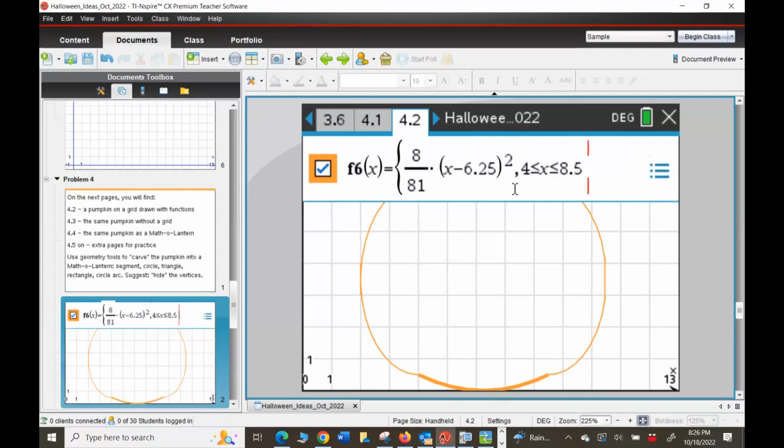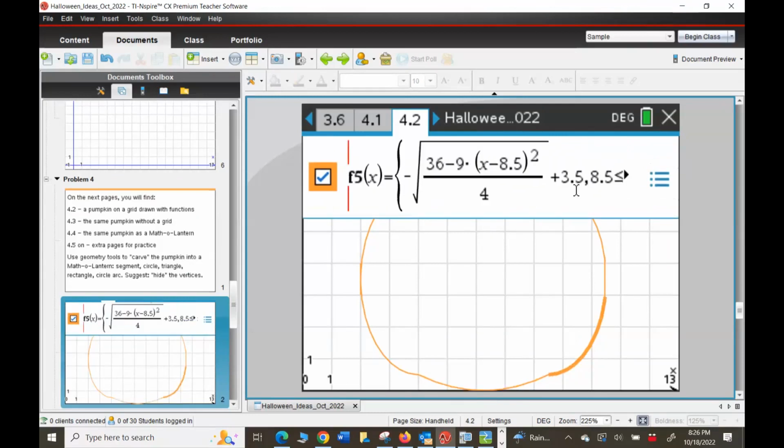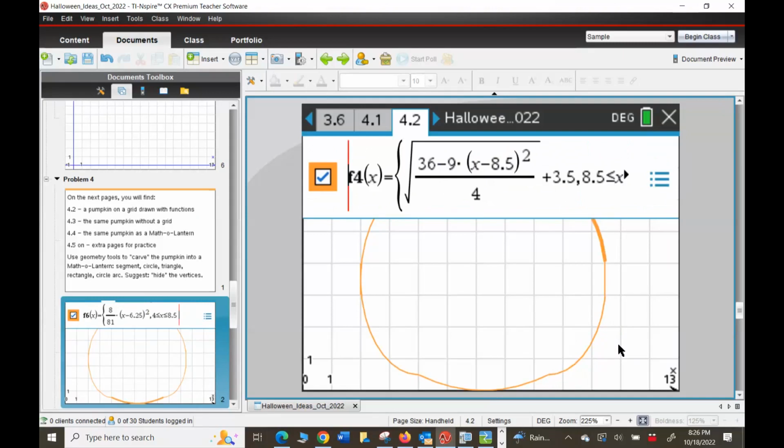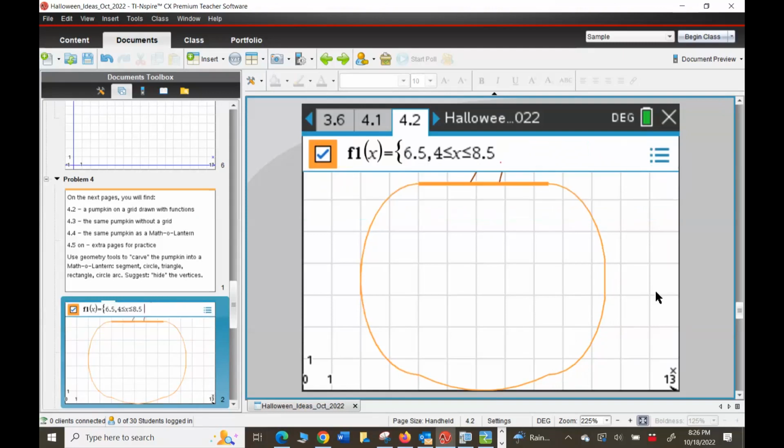8/81st was my coefficient there, and my vertex is right on the bottom of my pumpkin. And I have it going from 4 to 8.5. And then I have a square root, which is a part of an ellipse. I thought this was part of an ellipse. And then I went further and got the other part of the ellipse. And then I had to connect those two with a line, okay? And other ellipses there. And then the top part, which is just a horizontal line.